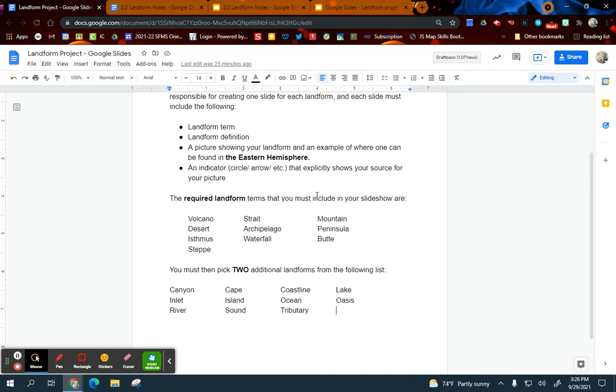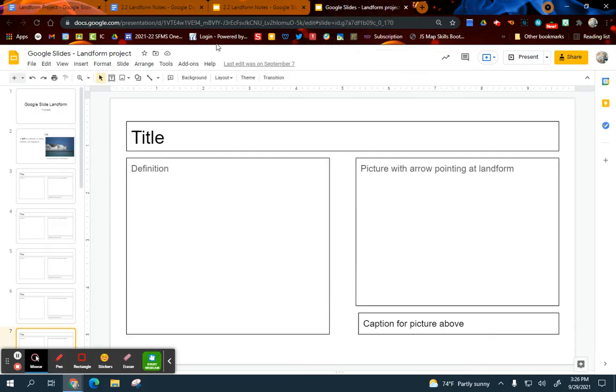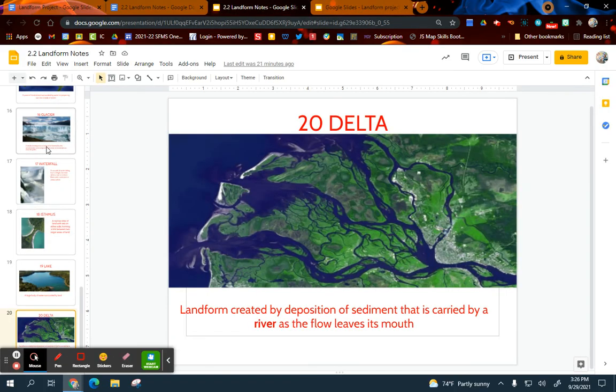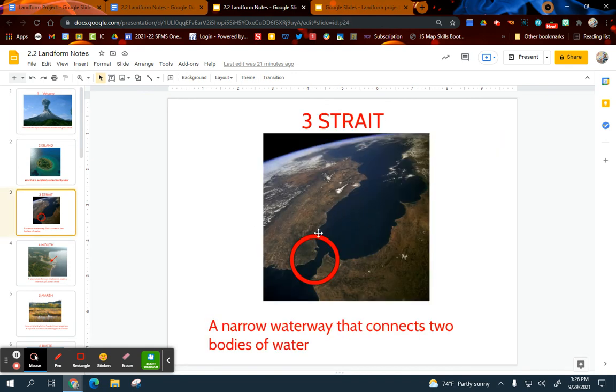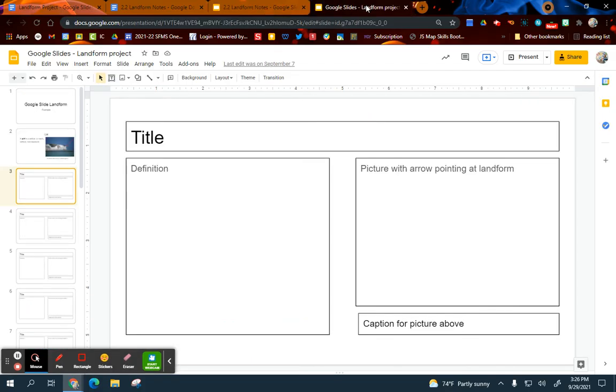And if you want to do that, you can take the first one, let's say a volcano, right? And you'll have this attached to your lesson. You will pick the title, let's say it's volcano, the definition of volcano. You'll put a picture of a volcano in here, and you also need to have an arrow or a circle like I did in my notes, showing, like right here, showing where the actual landform exists.